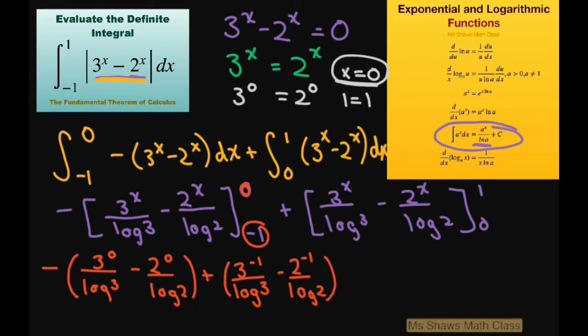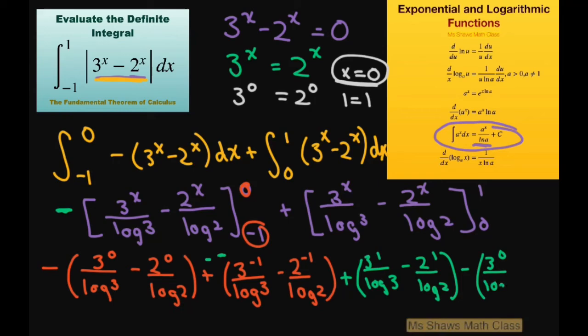Again, the reason this is plus is because you have two negatives here. So this is really minus a negative. That gives you the plus. All right, now for this side, we do the same thing. We're going to get, and I'm going to really squeeze it in here, 3 to the power of 1 divided by log of 3 minus 2 to the power of 1 divided by log of 2. And then you're going to have minus 3 to the power of 0 divided by log of 3 minus 2 to the power of 0 divided by log of 2.